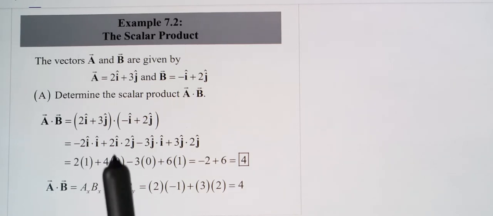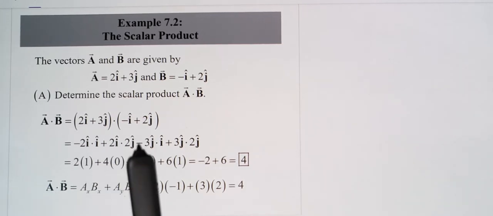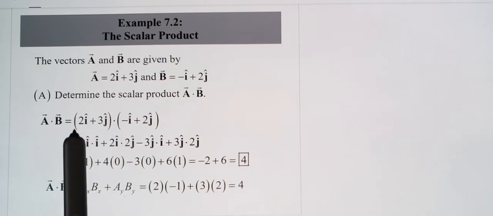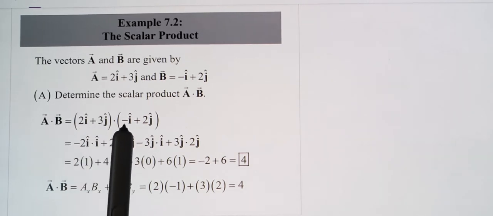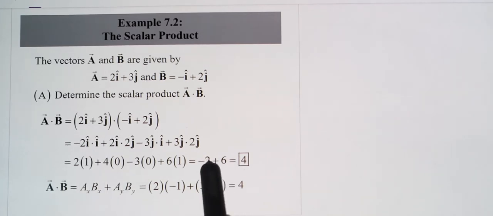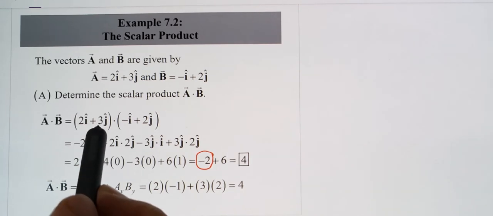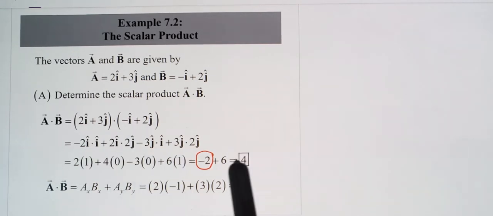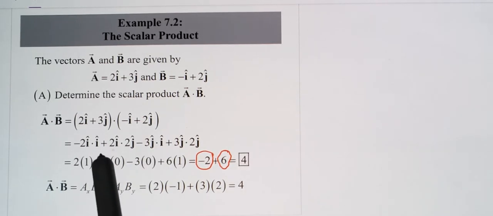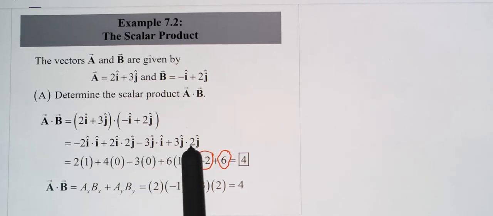So practically we do 2 multiplied by minus 1, that is minus 2. And we do 3 multiplied by 2, that's plus 6. So the result right away is 4. Why is he doing that? He is just explaining for you how we do the multiplication.